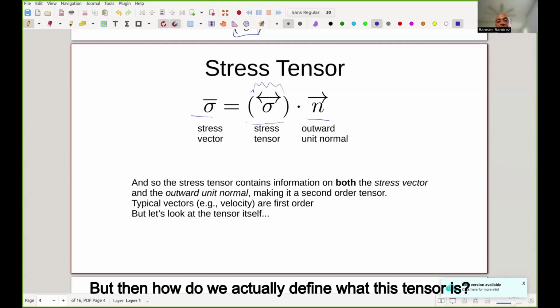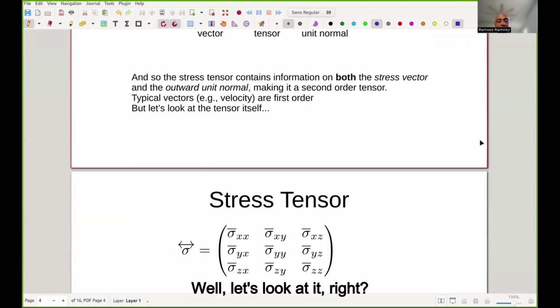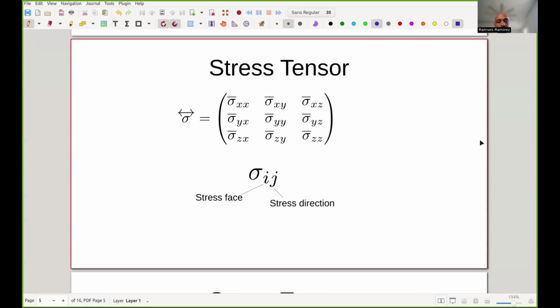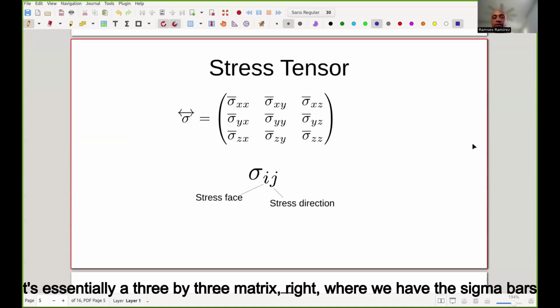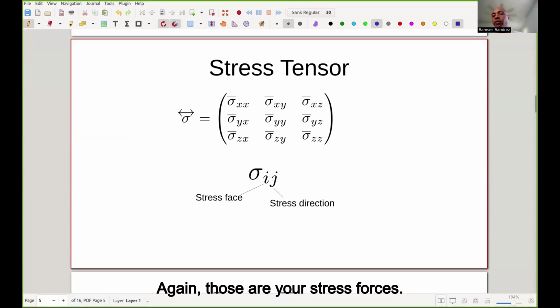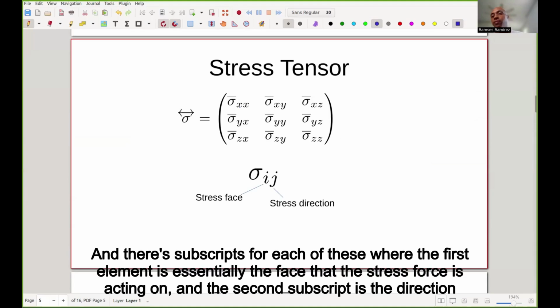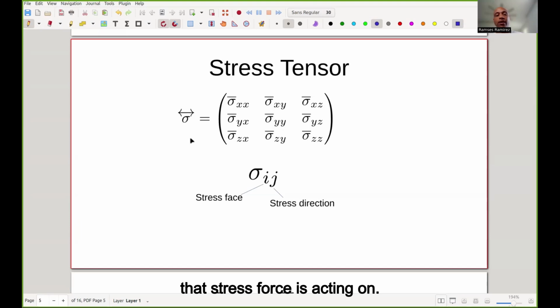But then how do we actually define what this tensor is? Well, let's look at it. In 3D, this is what it looks like. It's essentially a 3 by 3 matrix where we have the sigma bars. Again, those are your stress forces. There are subscripts for each of these, where the first element is the face that the stress force is acting on, and the second subscript is the direction the stress force is acting in.